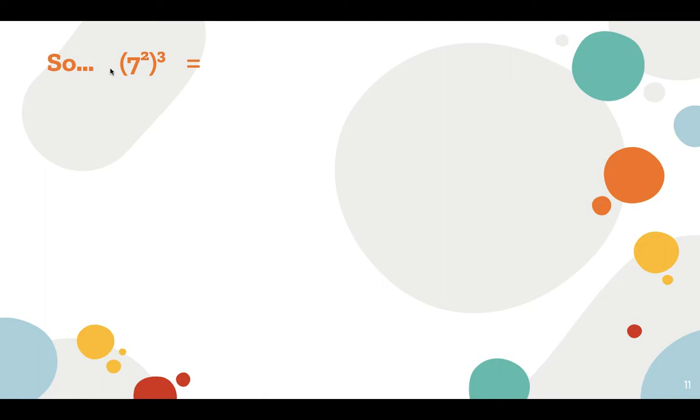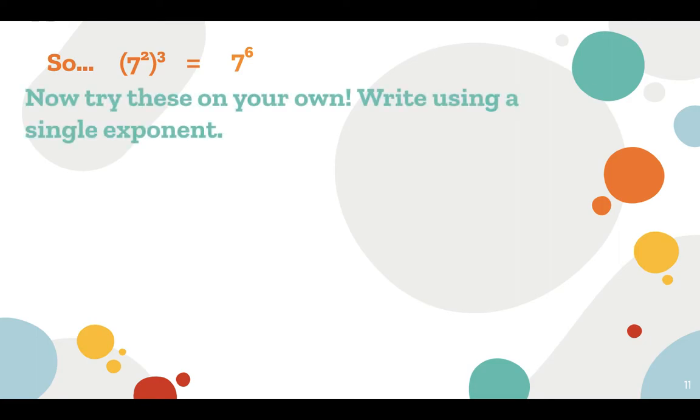So if we know 7 to the second power all raised to the third power, we'd multiply our exponents and keep our base. So it's going to be 7 to the 6th power. Now try these on your own, using a single exponent. So pause the video. All right, let's go over these.